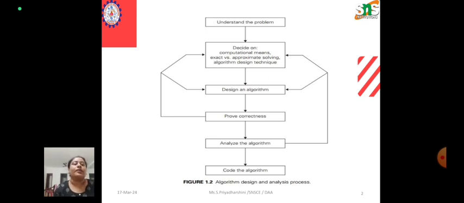The final step in the algorithm design and analysis process is to code the algorithm. We have to find a suitable programming language, and also we have to write optimized code. So these are the 6 different steps in the algorithm design and analysis process. Let us again see one by one. So the first step is understanding the problem. Then it is decision making. Decision making can be of 3 types: to see what is the computational need, exact versus approximate solving, and algorithm design technique. The third step would be designing an algorithm, followed by proving the correctness, and then the efficiency of an algorithm is analyzed, and finally the coding of the algorithm.